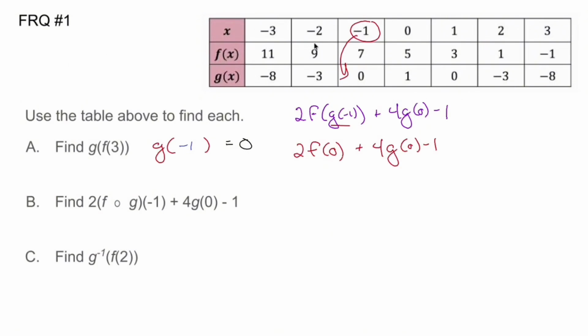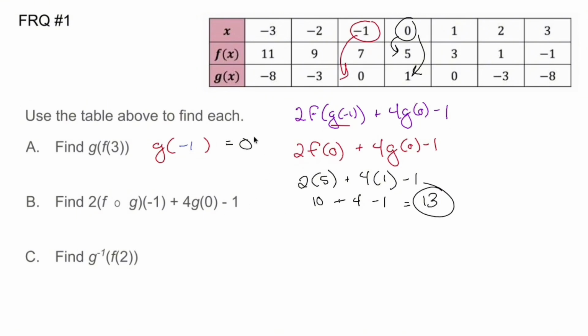So let's go to the zeros and find each one. Here's my 0. F of 0 is 5. 2 times 5. Plus 4 times g of 0 is 1. So 4 times 1 minus 1. 2 times 5 is 10. Okay. 4 times 1 is 4. Minus 1 is going to be 14 minus 1, which is 13. So B becomes 13. So A was 0. B is 13. Not bad.